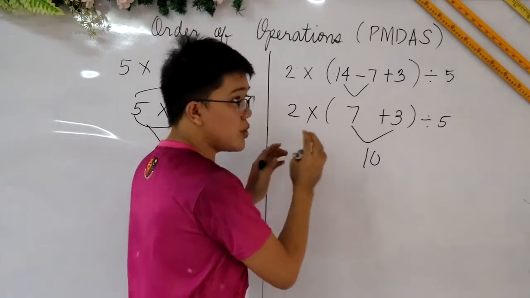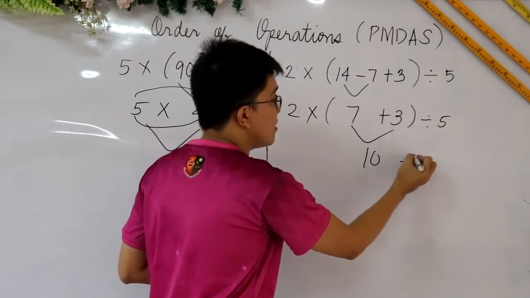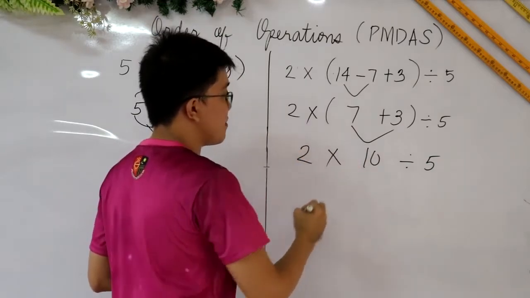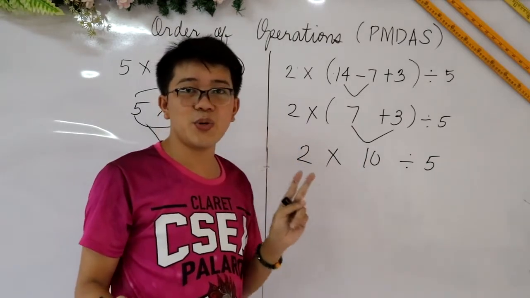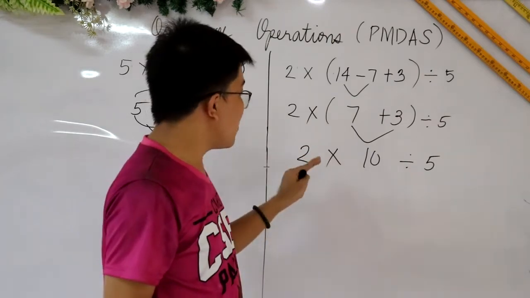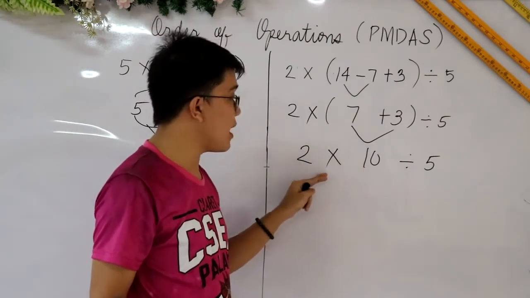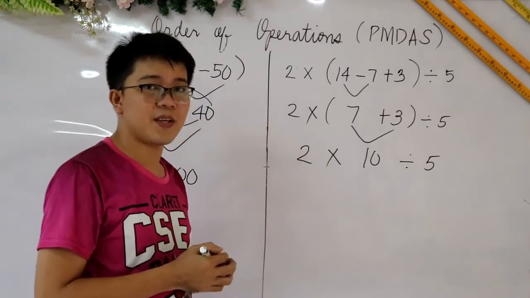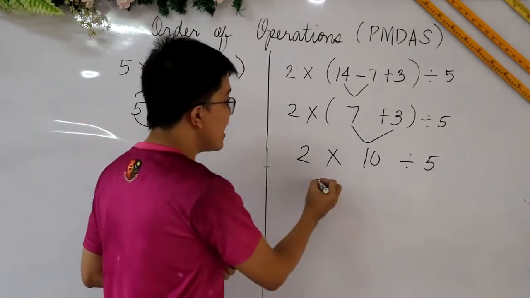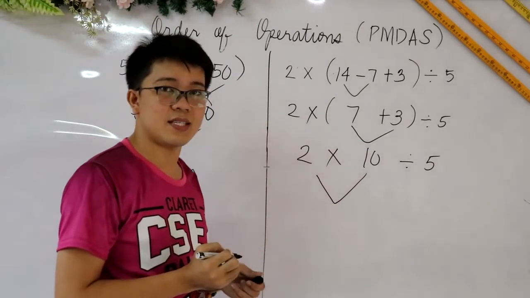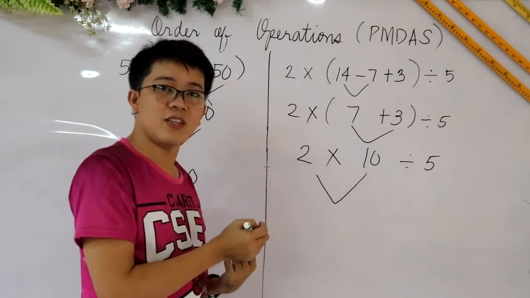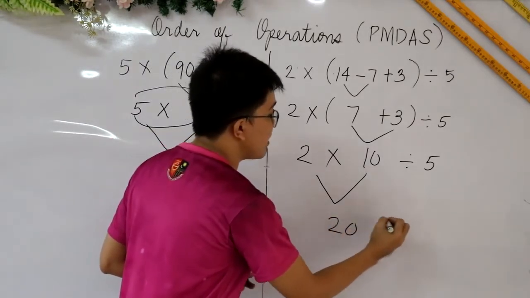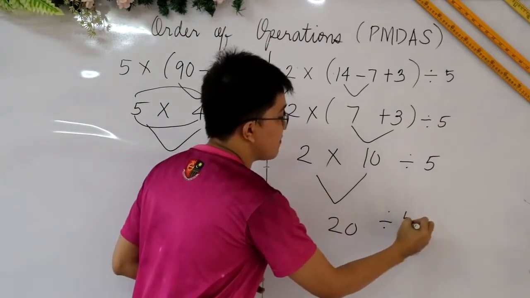So it's time for us to remove the parentheses and continue with the other operations. Bring down divided by 5 and bring down 2 times. Now there are 2 remaining operations, division and multiplication. Which do you think is the first operation to perform? Very good. It's multiplication, since multiplication comes first. So what is 2 times 10? What do you think is the product of 2 and 10? Correct, it's 20. Bring down 5.